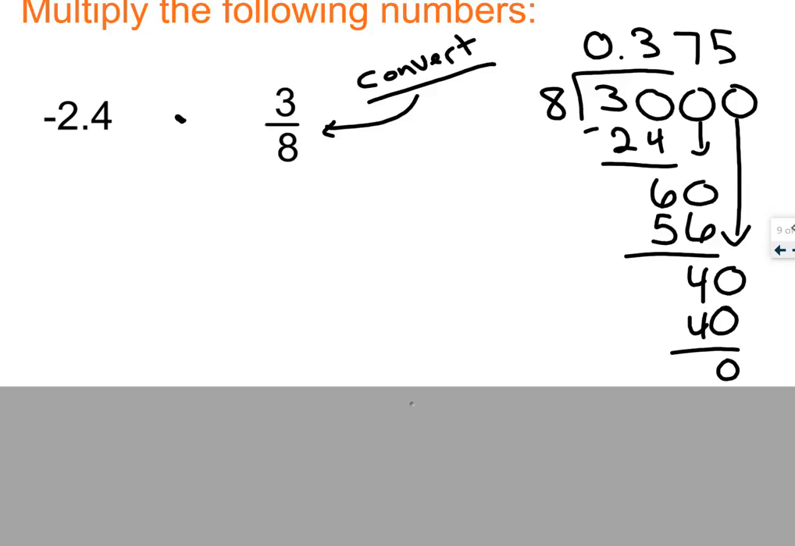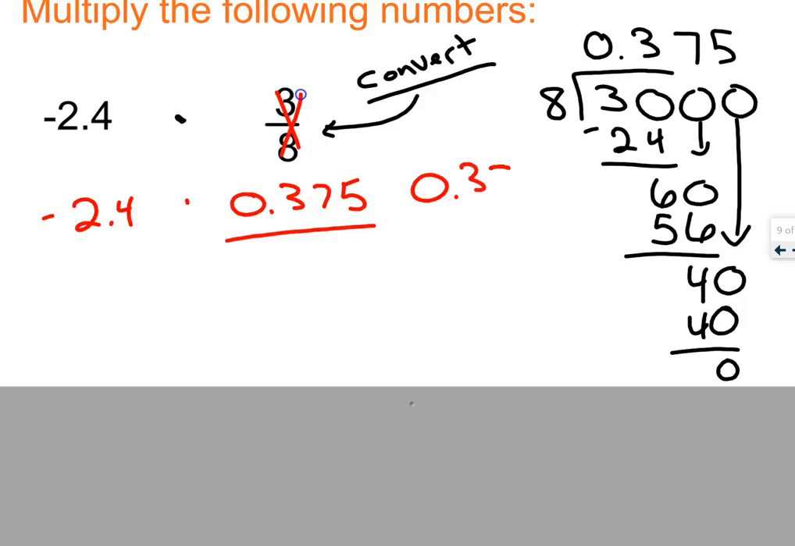So we have successfully converted this 3/8 into the decimal 0.375. And now all we need to do is multiply these decimals. Now notice 0.375 has more digits than 2.4, so that goes on top.